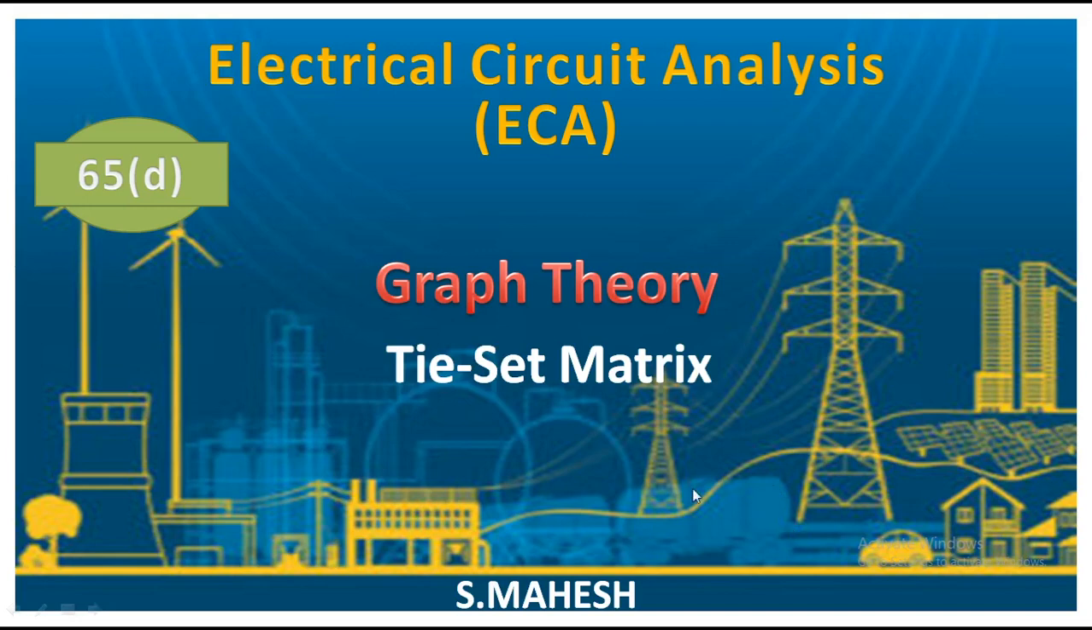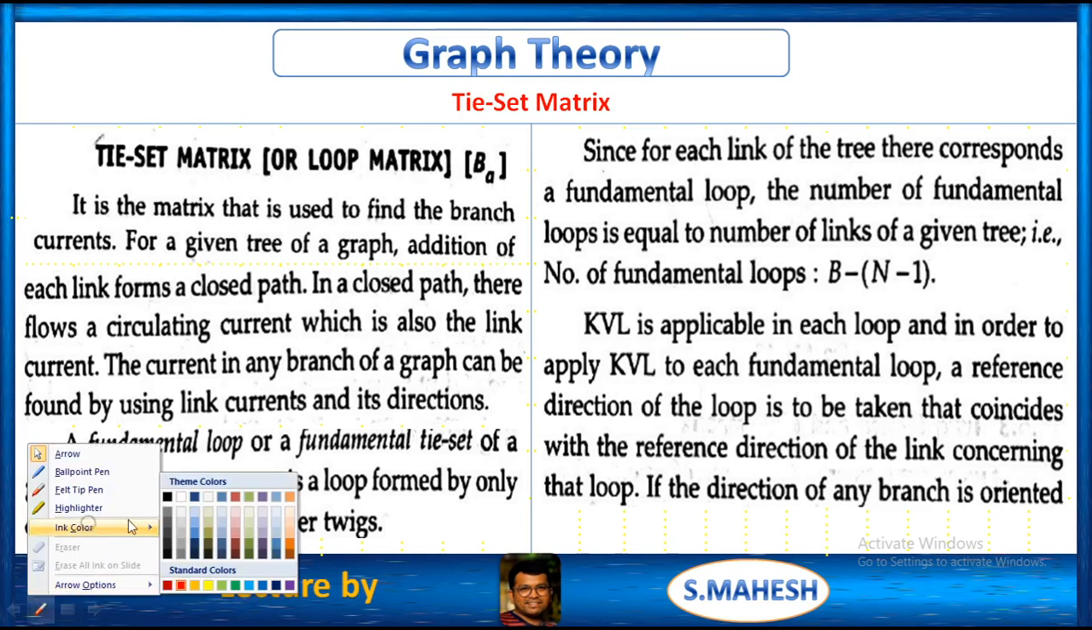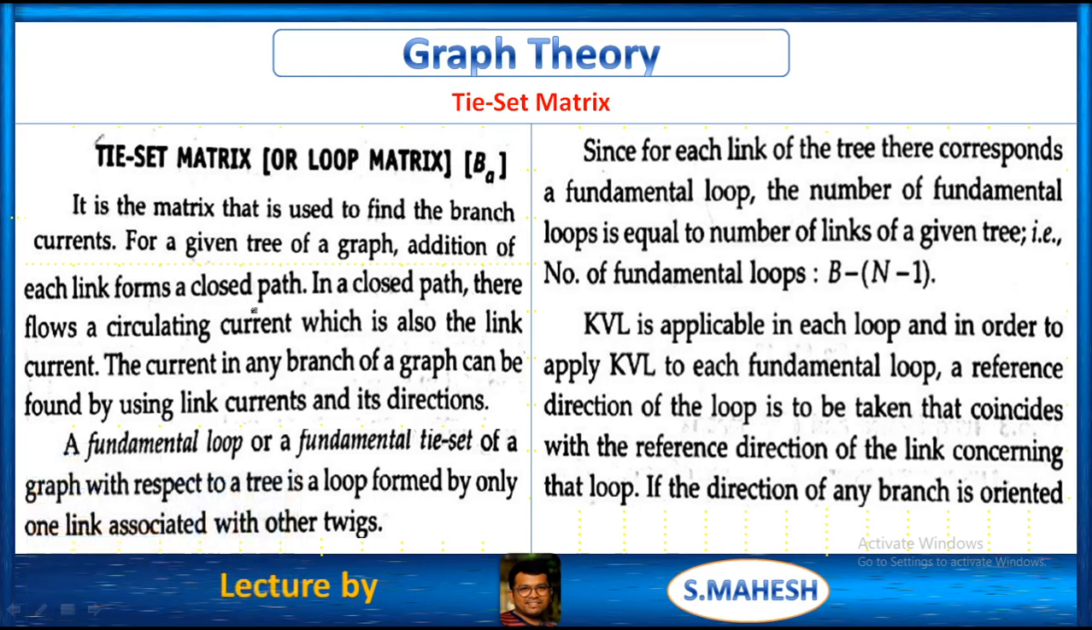Hello everyone. Now we have to discuss the concept of the tie-set matrix. This is the introduction to the tie-set matrix: it is the matrix that is used to find the branch currents. You can call it the loop matrix also. So loop matrix means what? We have to find the branch currents. This is a very important point. The tie-set matrix is required to calculate the branch currents from the given network.